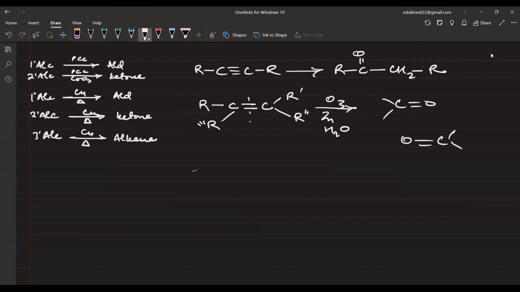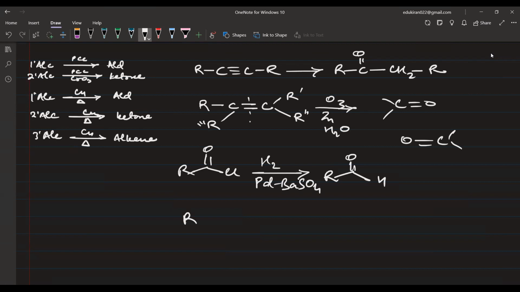Then we saw acid chloride. That means if you have RCOCl and you do hydrogenation in the presence of Pd/BaSO4, this is Rosenmund reduction, it is going to give you aldehyde. Then we saw Stephen reaction in which RCN, you first do a reaction with SnCl2 and HCl. Secondly, you add H3O plus and you will change this RCN to RCHO. So you have to remember these reagents, these are very important.